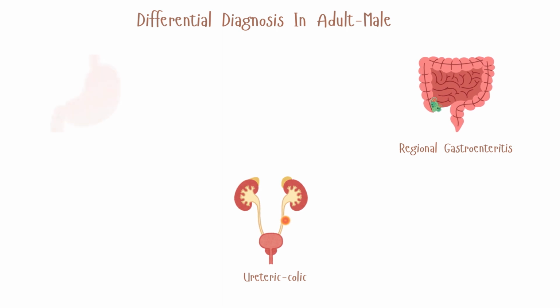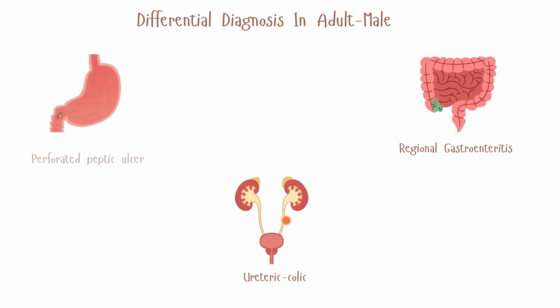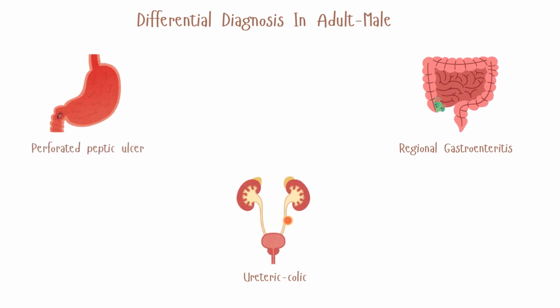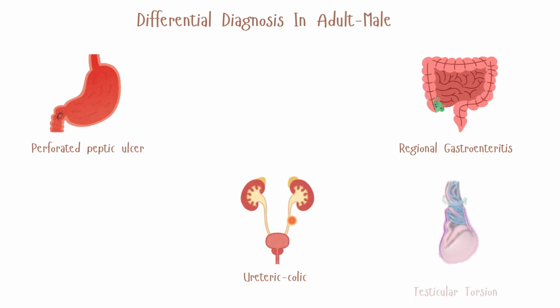In perforated peptic ulcer, the duodenal contents pass along the paracolic gutter to the right iliac fossa. As a rule, there is a history of dyspepsia and a very sudden onset of pain that starts in the epigastrium and passes down the right paracolic gutter. Testicular torsion in a teenage or young adult male is easily missed. Pain can be referred to the right iliac fossa.